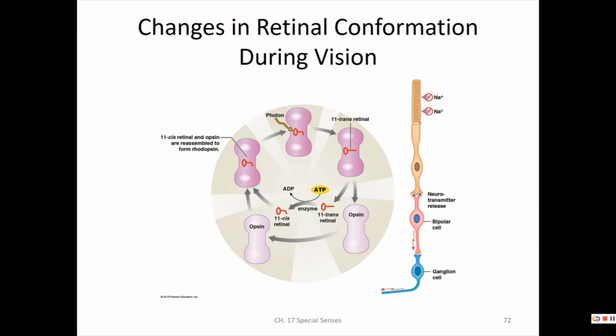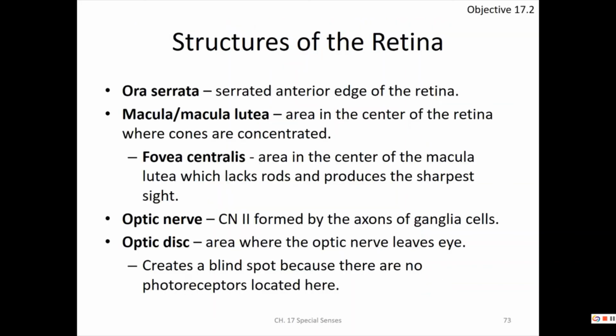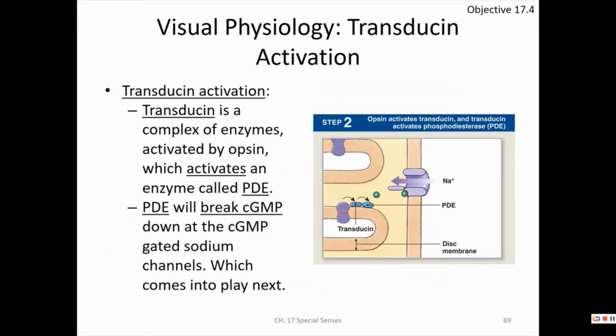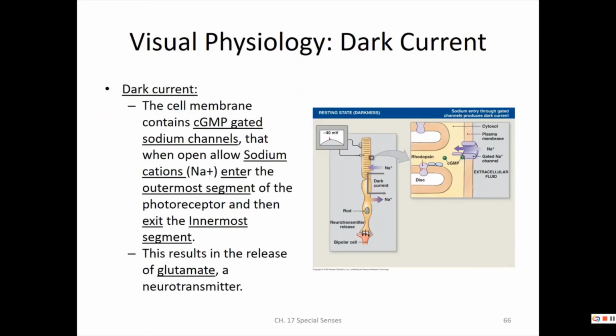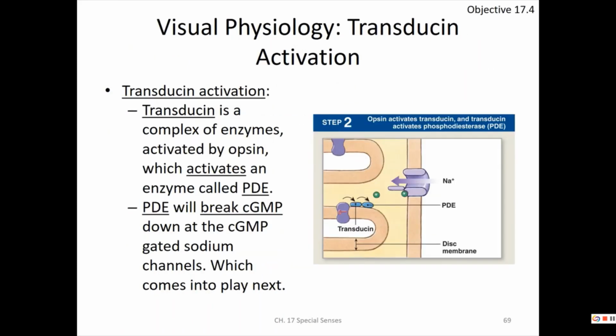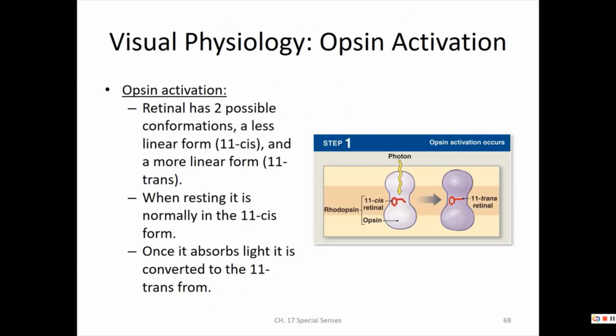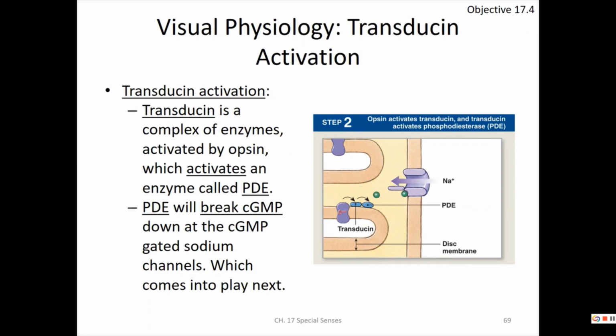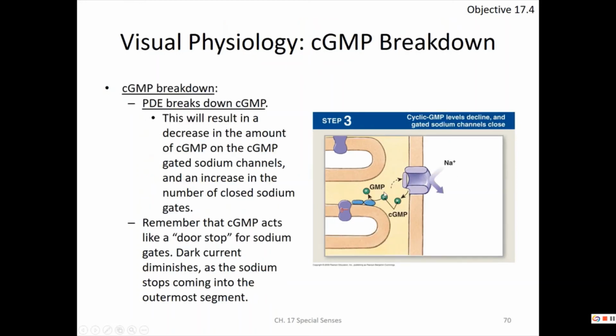If you think about this kind of like my analogy here with the doorstop, you're trying to tell your family, hey, go close the door. You tell transducin to close the door. Transducin's like, I don't want to go do it. Tell PDE to do it. PDE breaks down cGMP. That means it doesn't shut the door, it just kicks the doorstop. The door shuts. The dark current stops. The wind stops blowing in. The sodium stops flowing in. The cell hyperpolarizes, and bam, there we go.